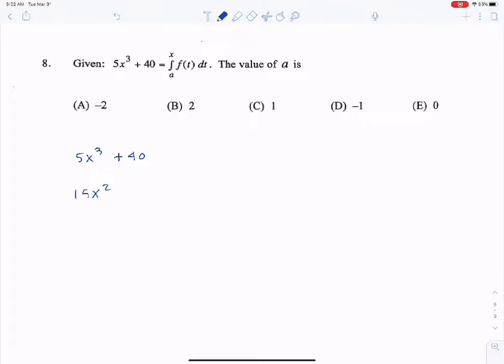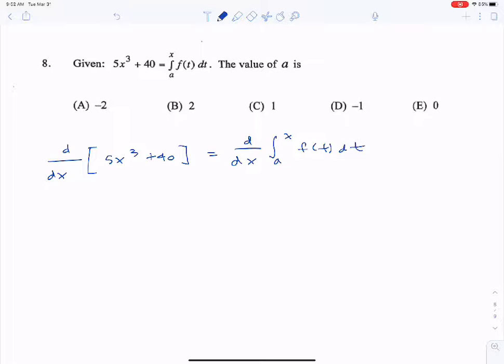Now I know that if I take the derivative of the right-hand side, I get f of x. The reason I get f of x, not f of x minus a, is that I'm not integrating this, I'm taking the derivative. Just one more time to make sure this is clear: the first thing I've decided to do is take the derivative of both sides, because if they're both equal, then their derivatives are going to be equal.